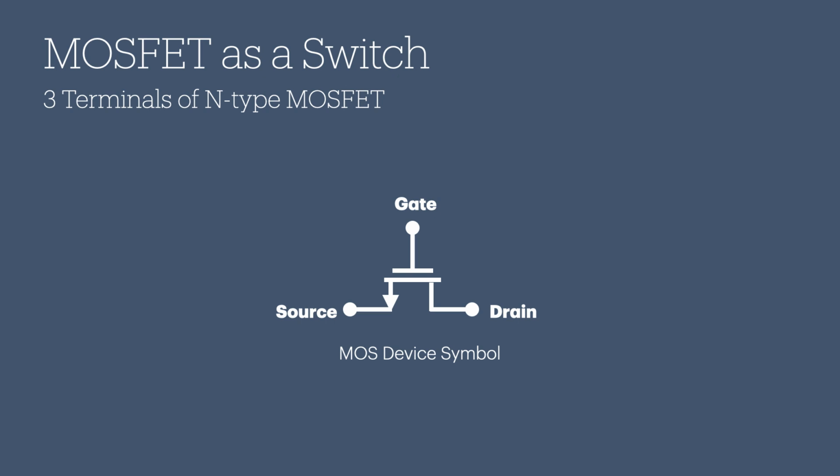The symbols of an N-type MOSFET, as depicted in the slide, consist of three terminals: the gate, source, and drain. It is important to note that when operating as a switch, the source and drain terminals are interchangeable due to the symmetric nature of the component.